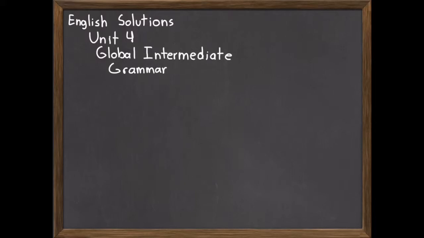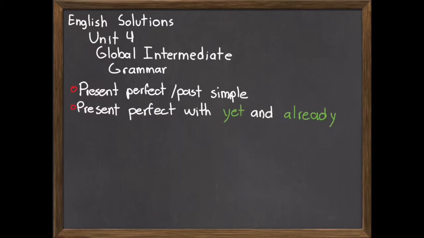Today, we will be looking at Unit 4 from the Global Intermediate book and focus on the grammar section. First, let's look at the present perfect and the past simple when they are used together and when we use each of these separately. We will also look at the present perfect with yet and already, how to use these two words and what they mean when we use them with the present perfect.